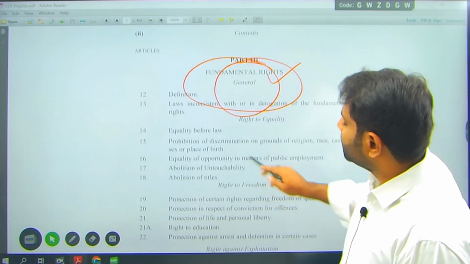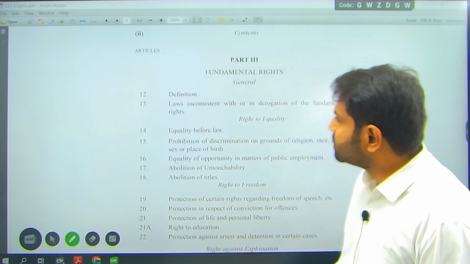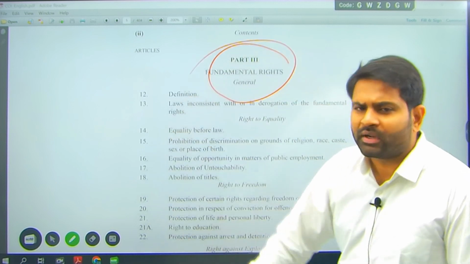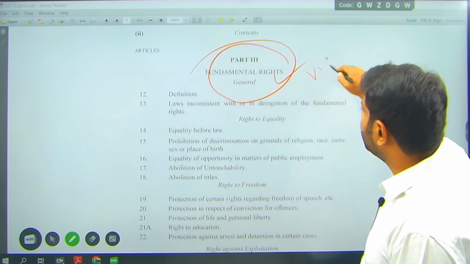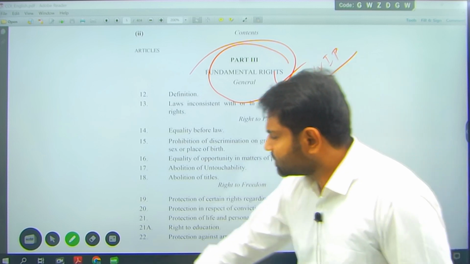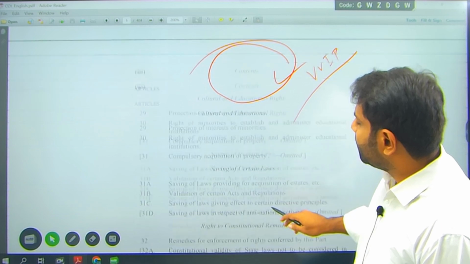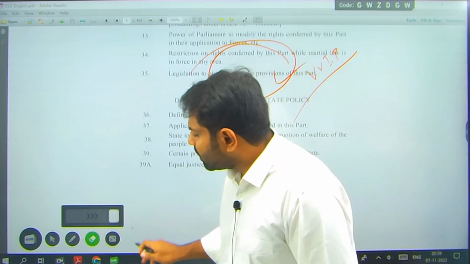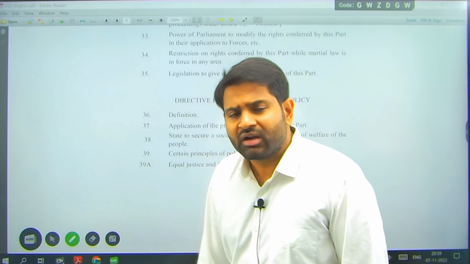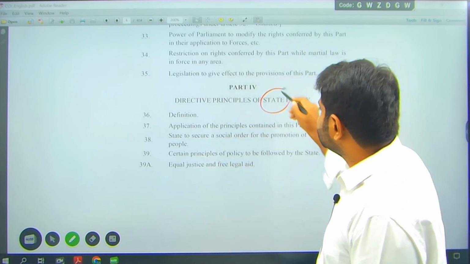Then the third part is the rights of citizens. We are talking about rights of citizens. The extension chapter of citizenship is fundamental rights. Part 3 of the Indian Constitution, very important, is fundamental rights. The next important part is directive principles of state policy. Can you see this? Directive principles of state policy are also rights of citizens, but not enforceable rights.